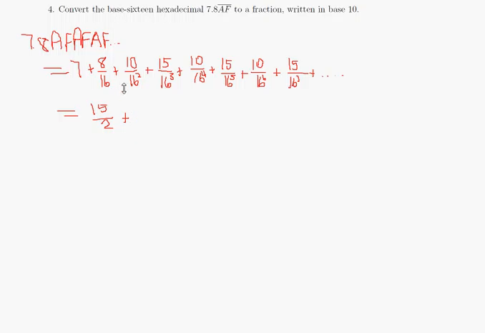Now for these, I'm going to combine them in 2's. If I combine these 2 terms together, that combines to be 160 plus 15 makes 175 over 16 to the third, getting the common denominator of 16 to the third. The next 2 terms combine to be 175 over 16 to the fifth. Then if I combine these 2 terms, those combine to be 175 over 16 to the 7th power.